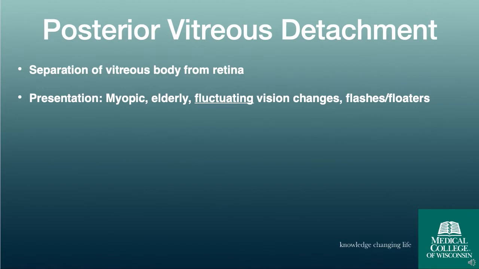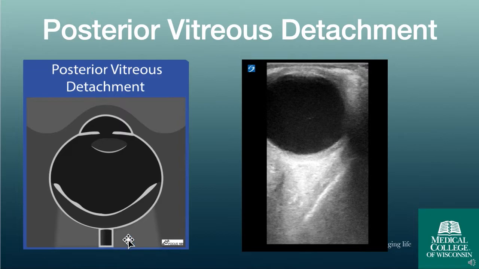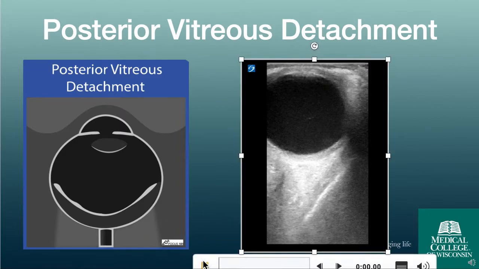This will typically be in myopic elderly patients. They'll present with fluctuating vision changes. So when they look in a particular direction, they get those flashes and floaters, and then when they look back, those go away. This is what it'll look like on ultrasound.